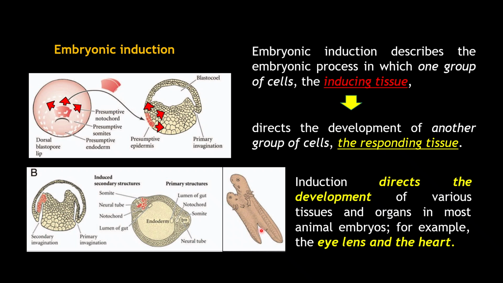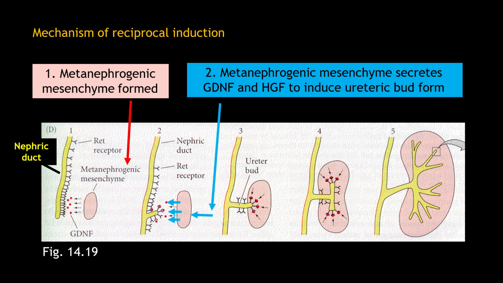Here we have another example of induction. So let me show it to you. Here you can see the metanephric development, and here we will see the mechanism of reciprocal induction. So instead of having only one tissue responding, you will have both inducing and responding to the other one. There are 5 steps that I'm going to explain in the following slides, and here you have the first 2. I'm going to start by telling you that there are 2 main components.